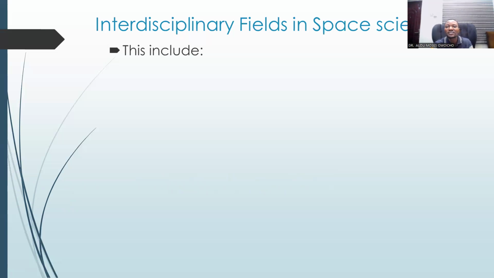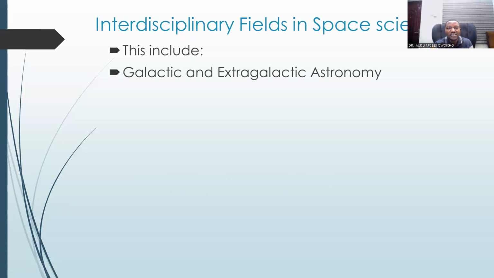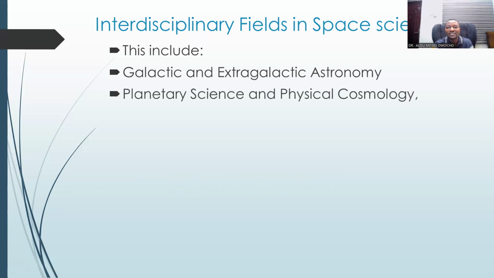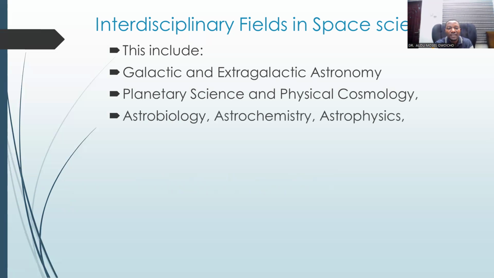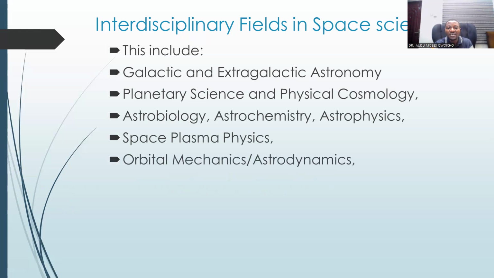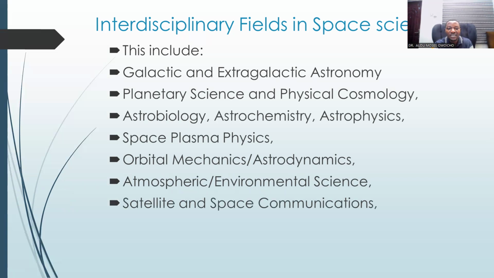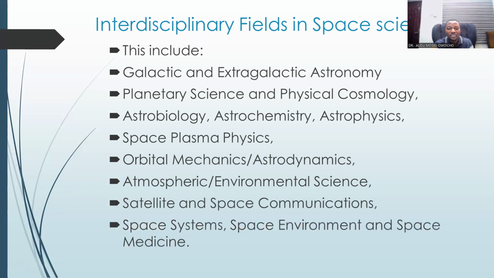The fields in space sciences, let's look at them. They include galactic and extragalactic astronomy, planetary science and physical cosmology, astrobiology, astrochemistry, astrophysics, space plasma physics, orbital mechanics and astrodynamics, atmospheric and environmental science, satellite and space communication, space system, space environment, and space medicine. These are all the fields of study in space sciences.